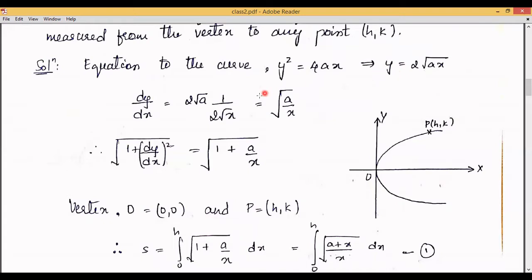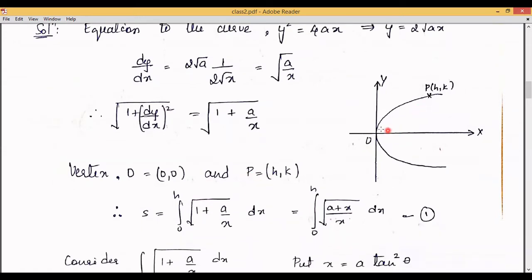When you differentiate this with respect to x, you have dy by dx. See, this 2 root a is constant and the derivative of root x is 1 by 2 root x. So that becomes root a by x. And root of 1 plus (dy by dx) whole square is equal to root of 1 plus a by x.